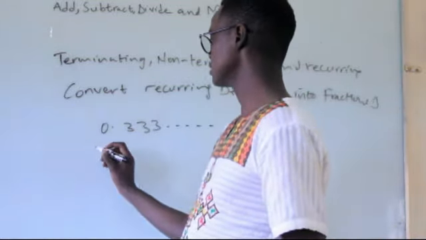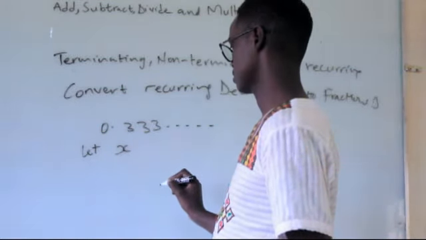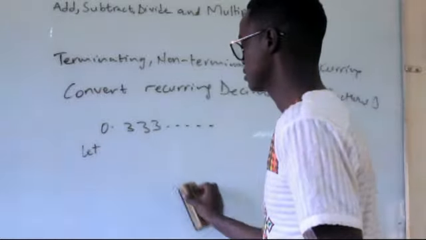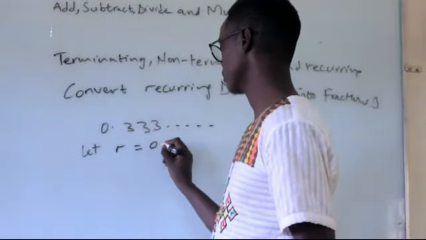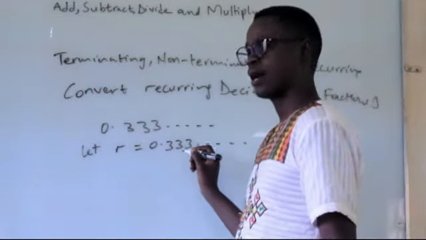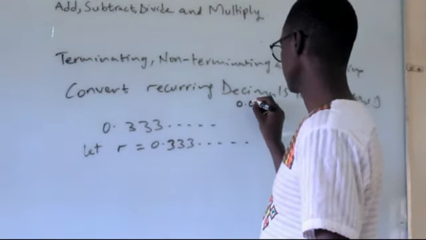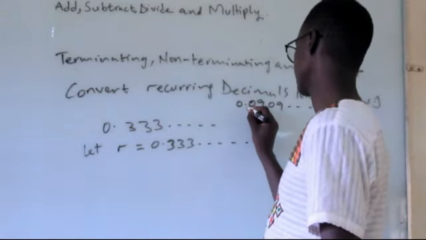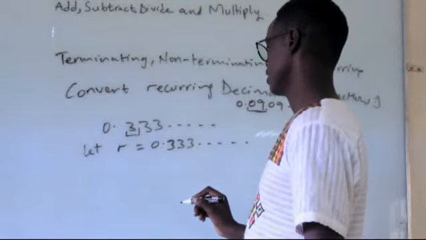We are going to let this decimal be a number like x. To be specific, we have used r. So we let r equal 0.333 and other values. How many numbers are recurring? It is only 3. In 0.0909 etc., it was 2 numbers that were recurring, and here it is 1 number that is recurring.